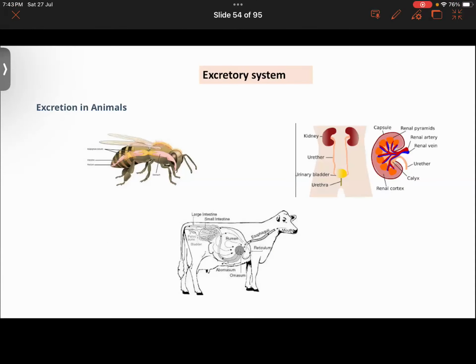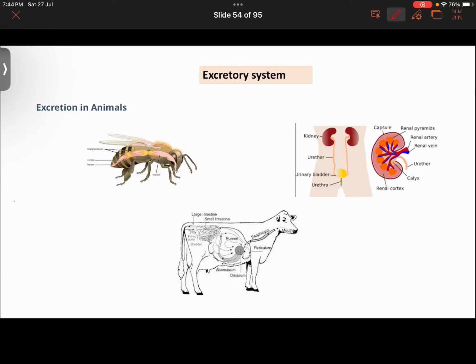Now we would be learning about the excretory system. Different organisms, once the food has been digested in their body, once they have taken up the food, the waste needs to be expelled from the body. The different unwanted materials produced in our body, if accumulated, will be very toxic. So thereby it has to be excreted from your body. For that purpose, we have the excretory system.